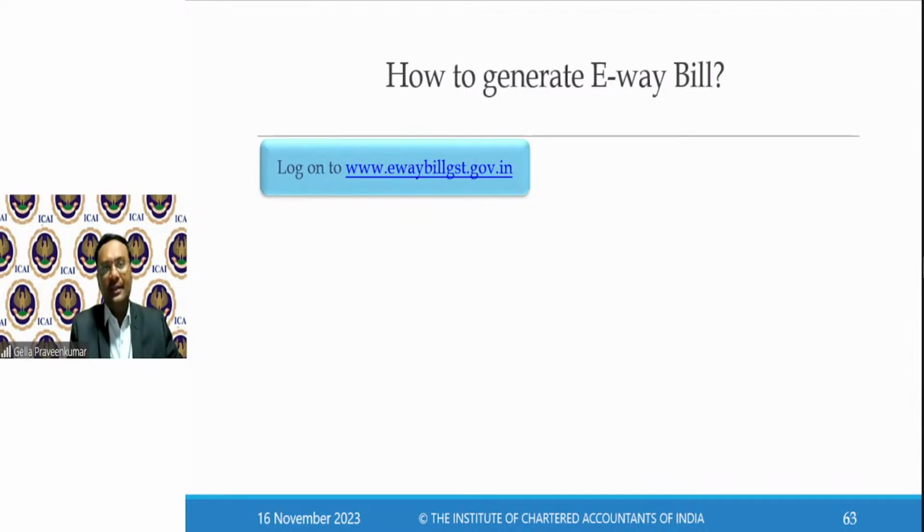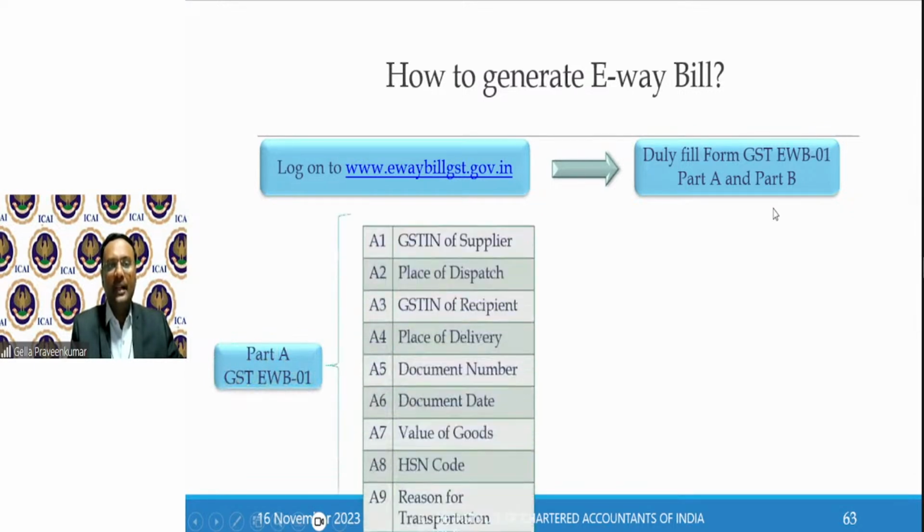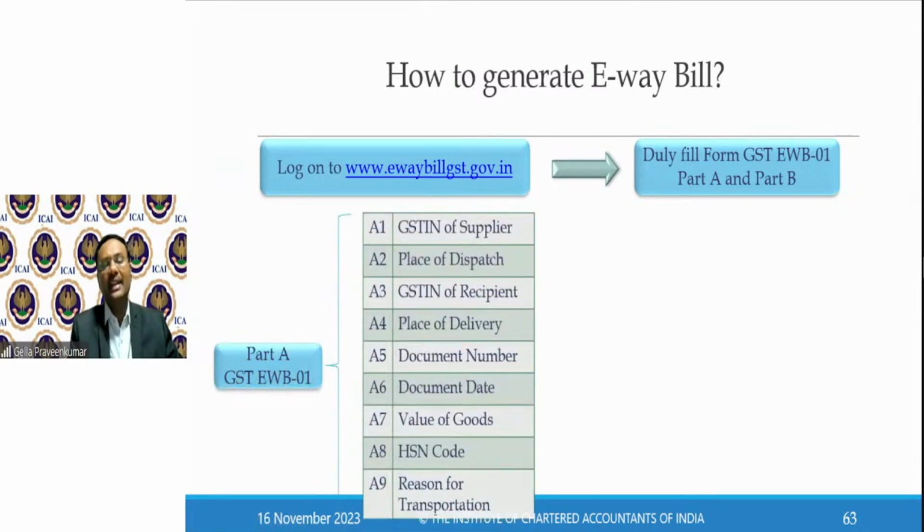We will log on to this website called ewaybillgst.gov.in. There is two parts in this particular form called GST e-way bill 01, part A, part B. Part A is this collection of your data. Like you are, say, when you are paying your income tax, it will ask, what is your PAN? What is your financial year? Under what head you want to deposit this tax? Is it self-assessment tax, advance tax, etc.?